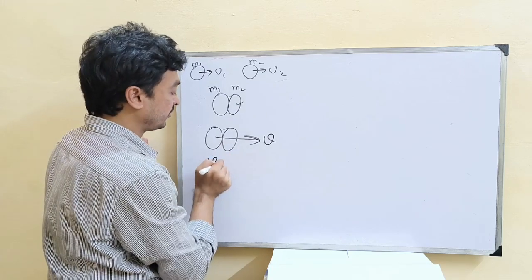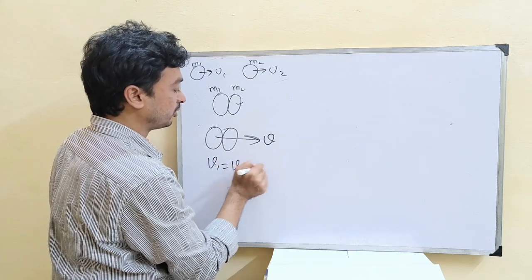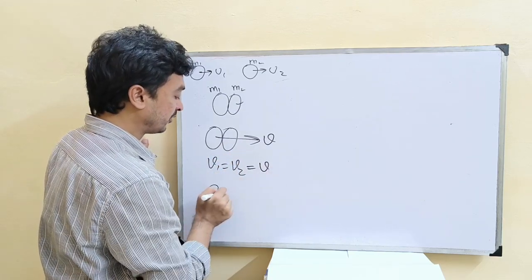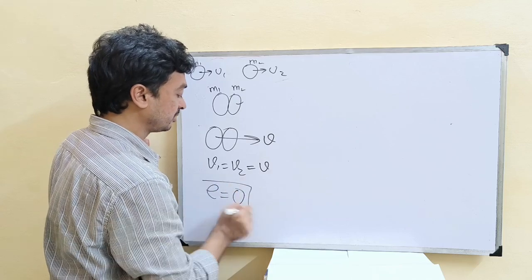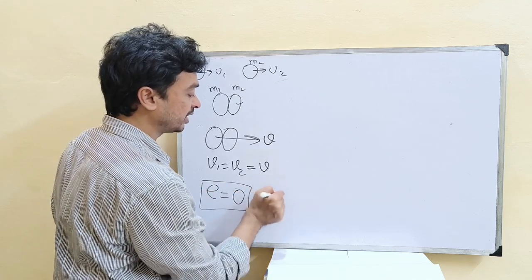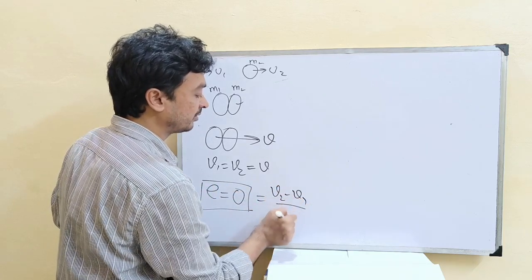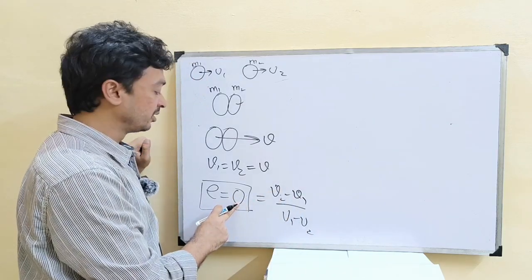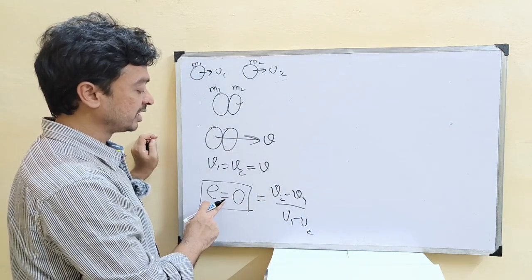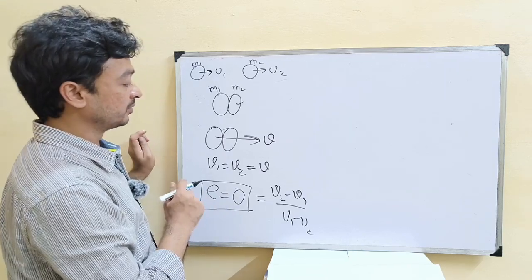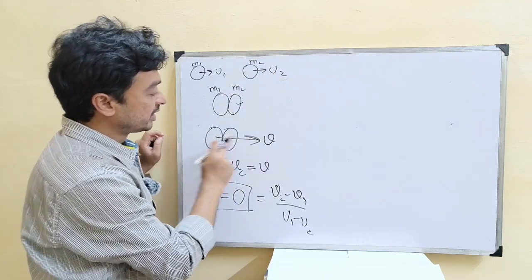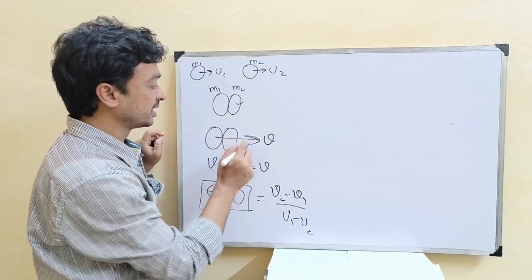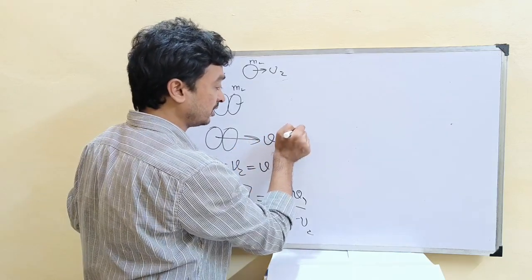That is v1 is equal to v2 is equal to v. So what will be the coefficient of restitution? 0. See, coefficient of restitution was (v2 minus v1) divided by (u1 minus u2). If both are equal, then it will be 0. So in this case, coefficient of restitution will be 0. Here, the velocity of both objects is the same, which means both objects will move together.